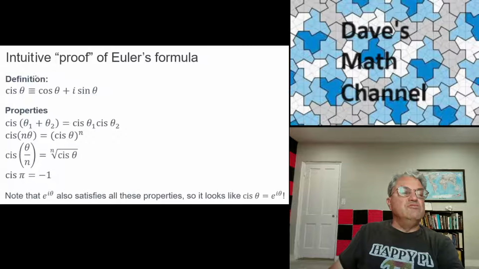Usually people use b for the base, so maybe I should say cis of theta is b to the theta for some base b. But we could also write it as e to the k theta if we just let b equal e to the k. So we don't know what k is yet.